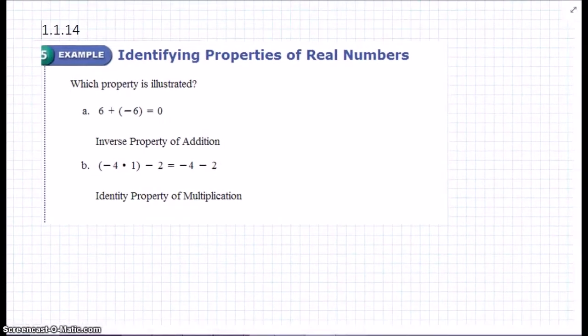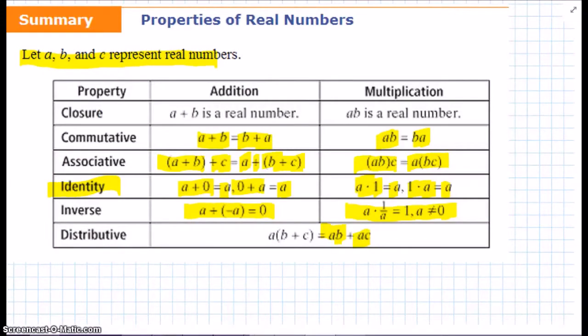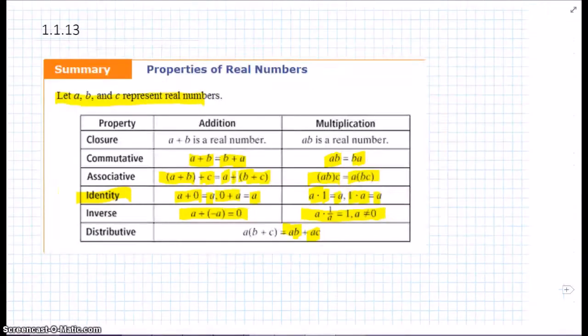Which property is illustrated? 6 plus negative 6 equals 0. That is nothing more than the inverse property of addition. Just saying the opposite plus a number is 0. Okay, part B, negative 4 times 1 minus 2 is the same thing as negative 4 minus 2. That's the identity property. Remember the identity property. Let's go back. Identity property is anything times 1 is itself.